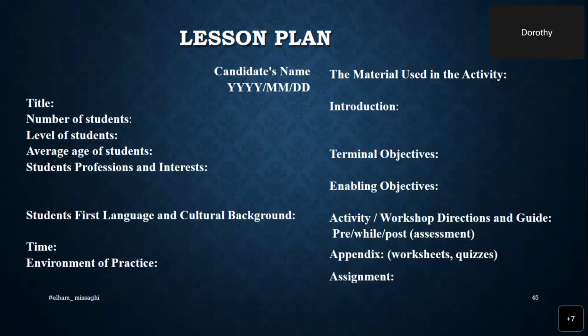So the teaching content can be anything. The topic can be anything, but the lesson plan must include all four skills: reading, writing, listening, and speaking, about any topic. Yes, it's up to you.